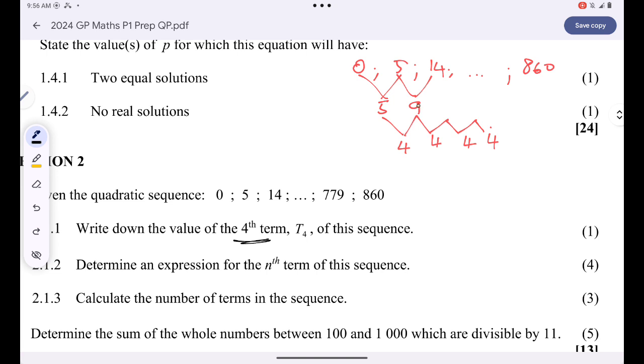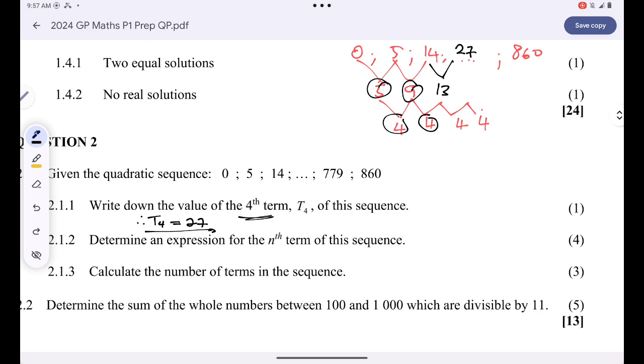How can I find the preceding terms of the first difference? For me to get to 9, I need to say 5 plus 4 to get 9. And then the other term will be 9 plus 4. I'll simply get 13. Are you together? And then the fourth term of our quadratic sequence will be 14 plus 13. I'll end up getting 27. So therefore, the fourth term is just equal to 27.